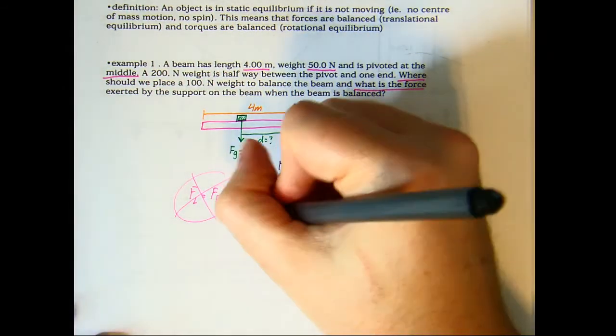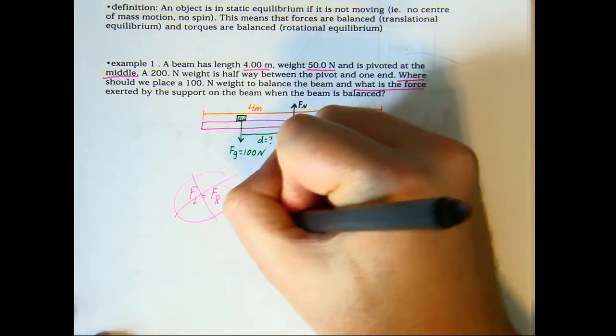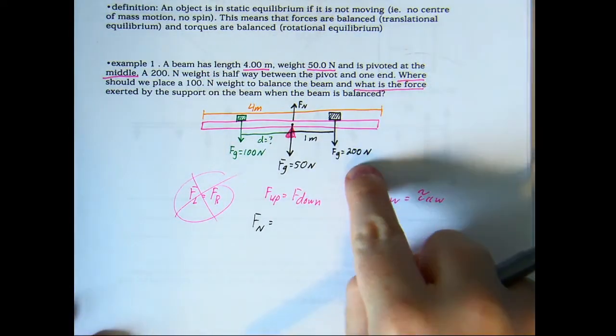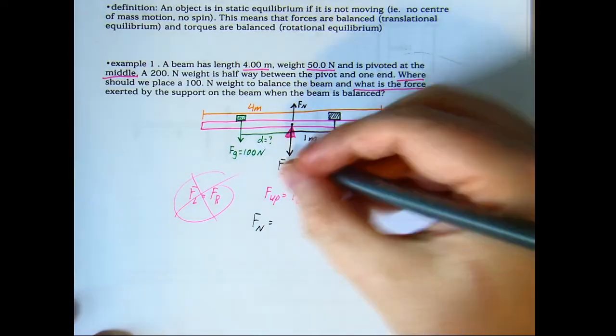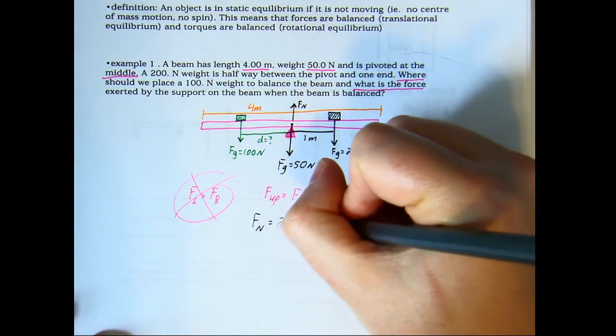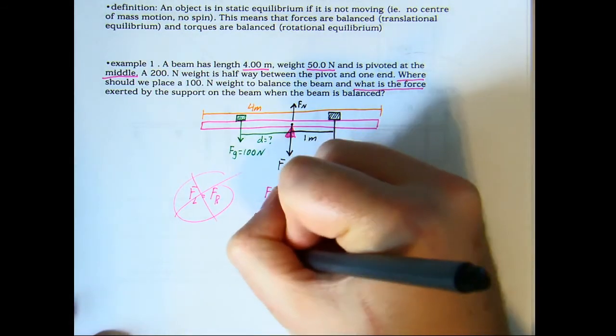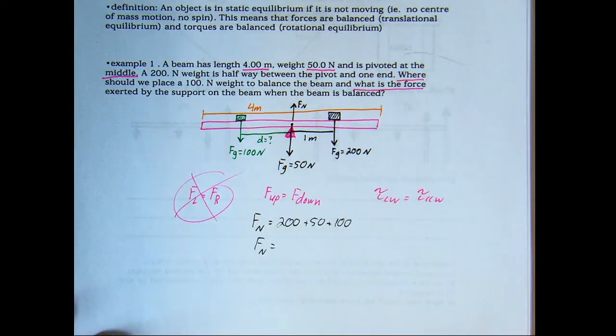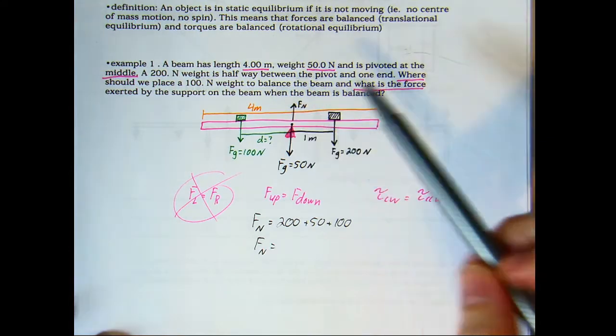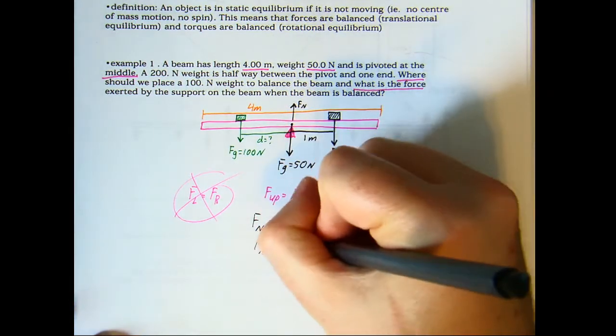We actually solve the second half of the problem first. Fn is acting up. We've got a 200 Newton force acting down, a 50 and a 100. So my normal force is going to be 200 plus 50 plus 100. So Fn, the force exerted by the support on the beam, is just 350 newtons.